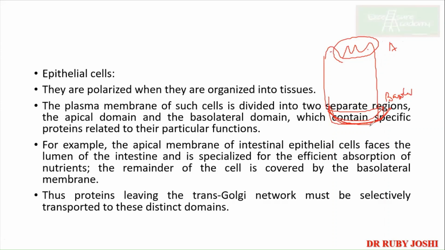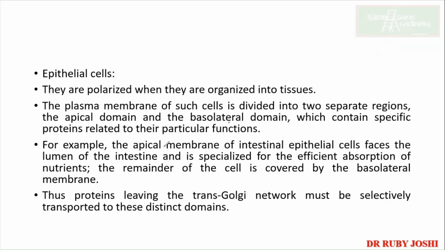So the Golgi apparatus has to be very specific. It needs to understand what to send to the apical membrane of the intestinal epithelial cell and what to send to the basolateral region. Okay, that is the very specific job of your Golgi and it has to be very selective. The plasma membrane of such cells, for example epithelial cells, is known as polarized. They are divided into two separate regions, the apical and the basolateral domain, which contain specific proteins.